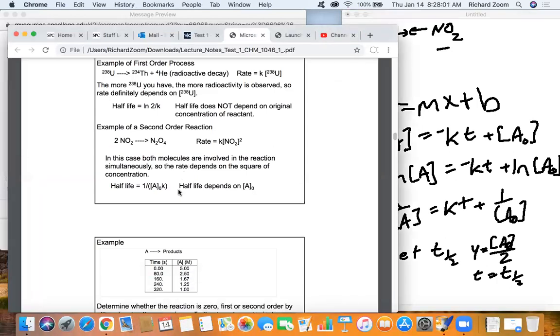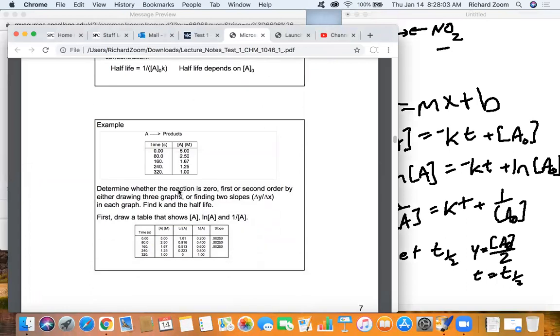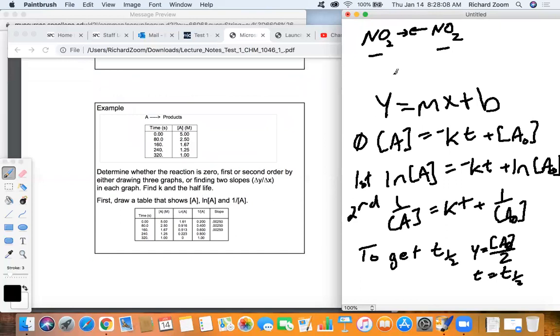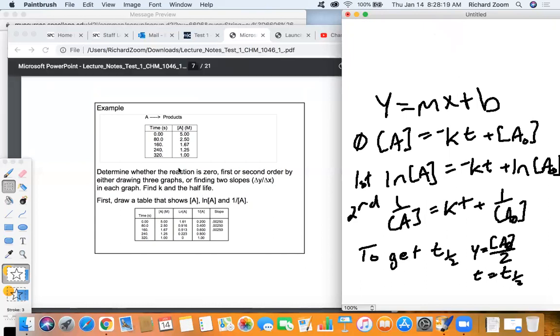All right, let's look at the kinds of problems that you'll need to be looking at. This is the actual data that you'd be presented with. So A, some sort of compound, doesn't matter what, and you'd be given times and you'd be given concentrations of A.